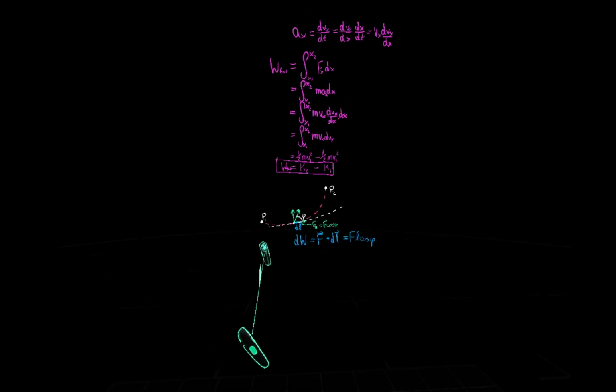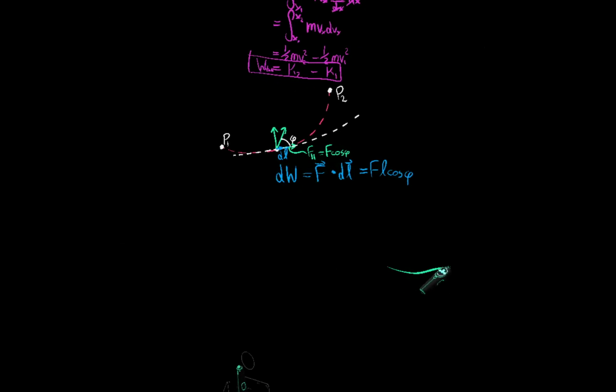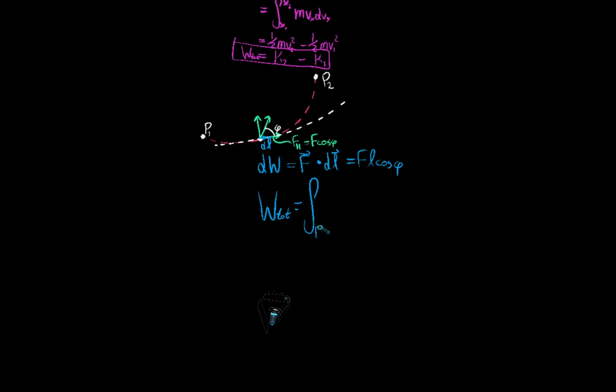All right, so hopefully you follow along with where I'm at with that now. I'm just going to leave it up here. So, like I said, the work done on each little segment, dw, is equal to F dot dl. And so then the total work done is the integral of all the segments. So the total work is the integral from P1, point 1 to point 2 on our path, of F cosine theta dl, right?